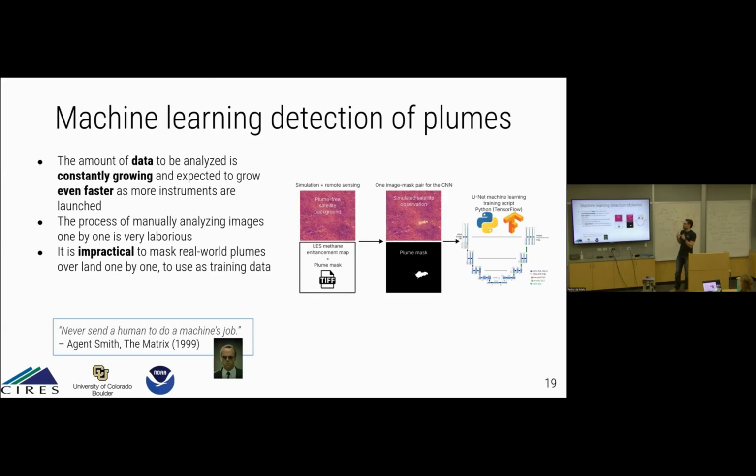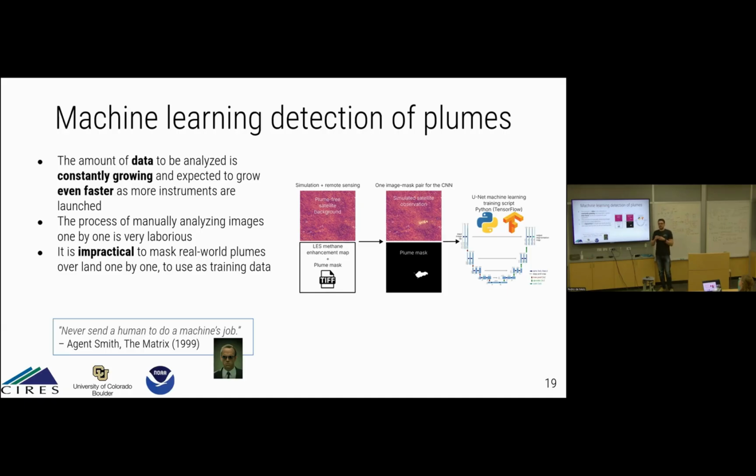Now I want to talk a little bit more about the machine learning detection of the plumes, which is, I think, one of the most interesting things of this project. And why do we do that? Why do we care about machine learning plume identification? Well, the thing is, the amount of data to be analyzed is constantly growing because the instruments are up there. They're making observations, and they can analyze those images, process those images, and look for plumes. But it is a very laborious process.